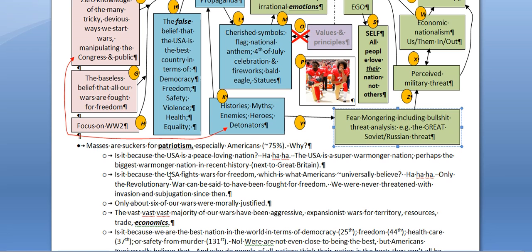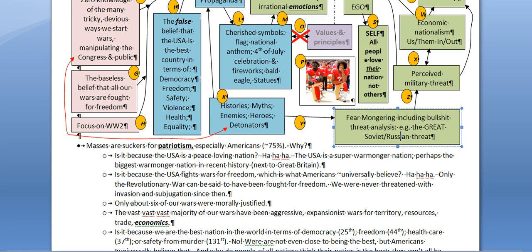Is it because the USA fights wars for freedom? Which is what Americans almost universally believe? I mean, very few people don't believe it. It's like, why do we fight wars? I ask a lot of people. Freedom! Oh, bullshit. What war did we fight for freedom? Revolutionary War? But that's it.